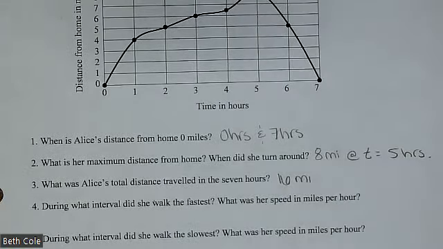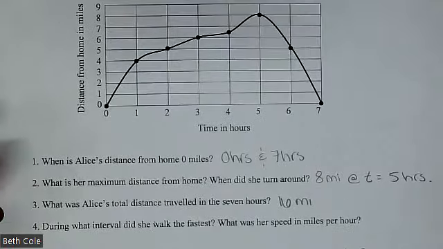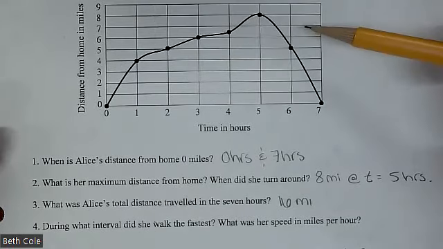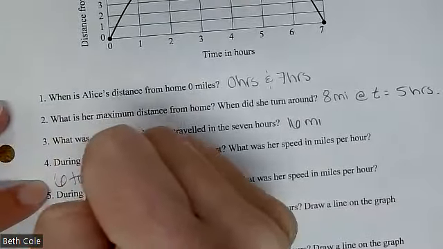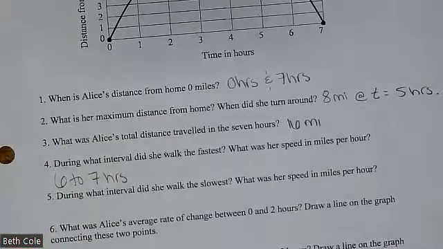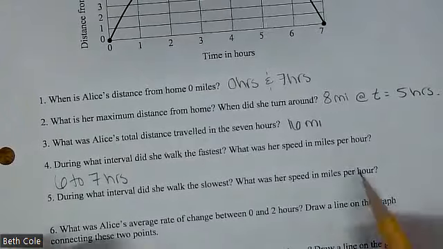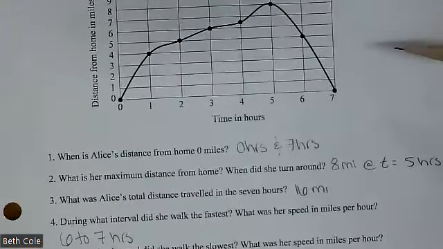And I was kind of saying this if you were listening. An interval needs to be one number to another number. You can't just give a single number. So during what interval did she walk fastest? 6 to 7 hours. So 6 to 7 hours. And what was her speed in miles per hour?